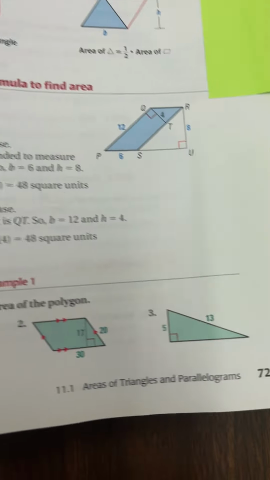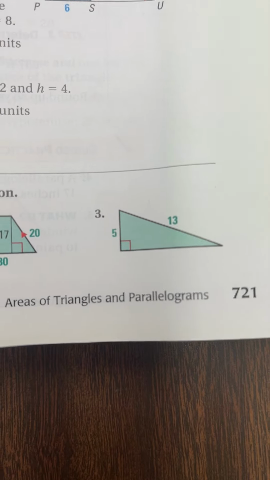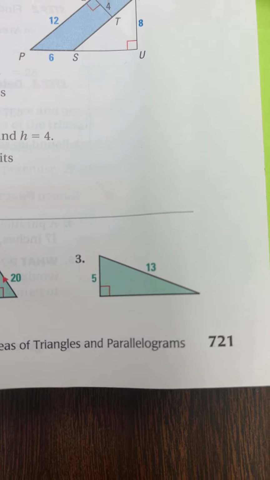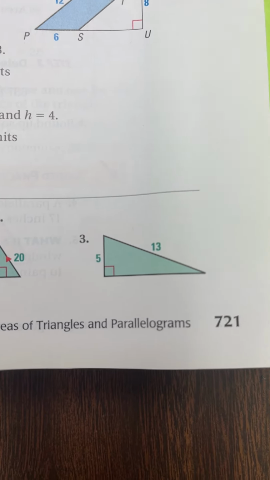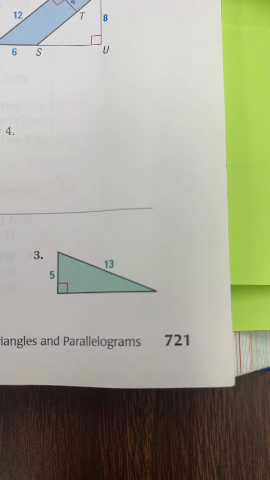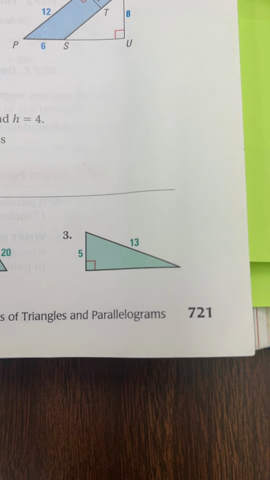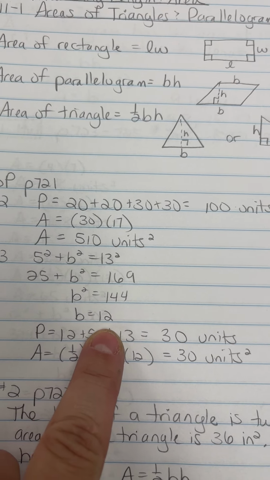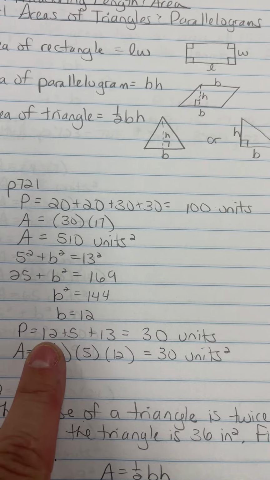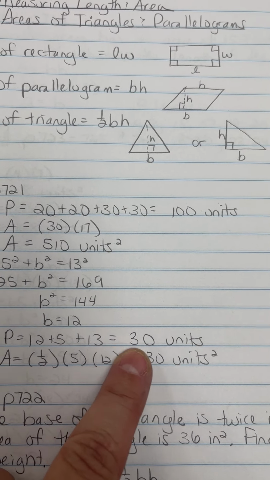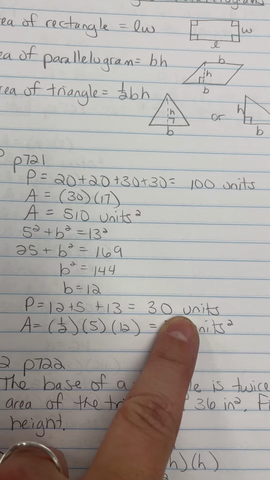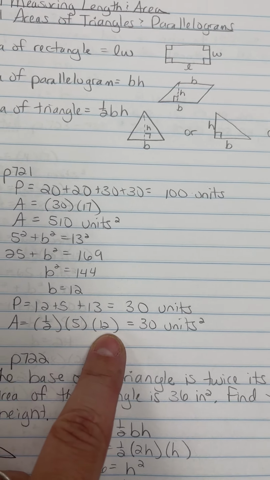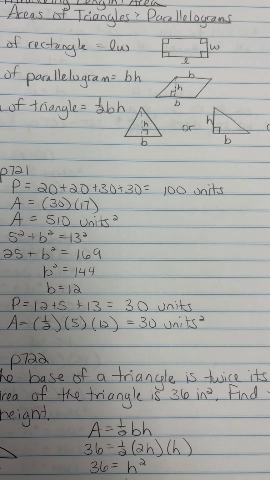The next one I did was number 3. So for number 3, the base is not given to you, but the height of 5 is. The 13 we'll use for perimeter, but we won't use that one for area. So the first thing I had to do was do the Pythagorean theorem to find the base, and then I found the area and the perimeter. So Pythagorean theorem, I found the base of 12. So when I added up the 3 sides, I had 12, 5, and 13. So the perimeter is just 30 units. Remember, that's plain units. Area is 1/2 times the base is 5, the height is 12. So my total area is 30 units squared.